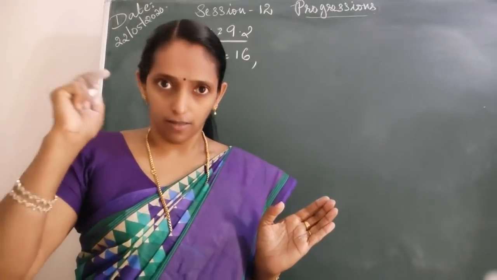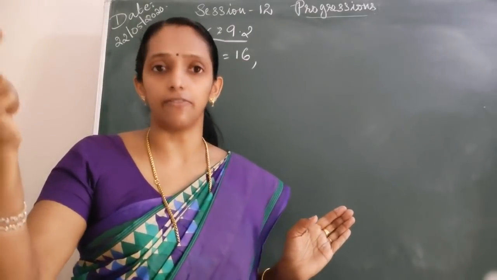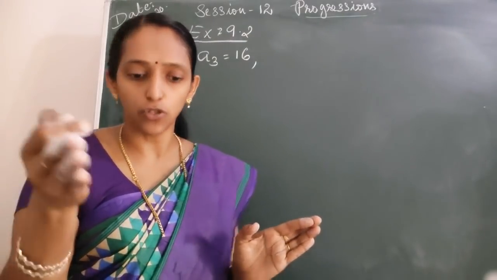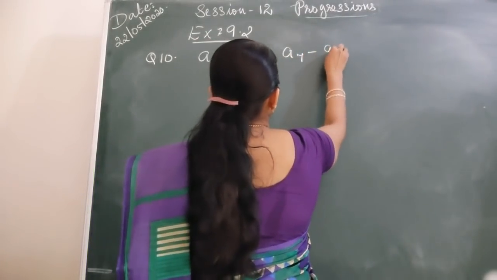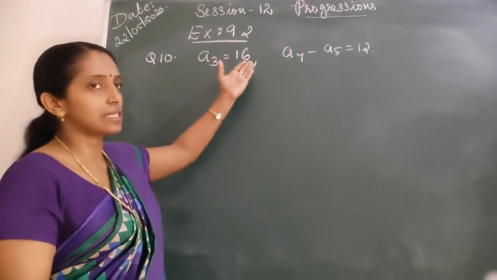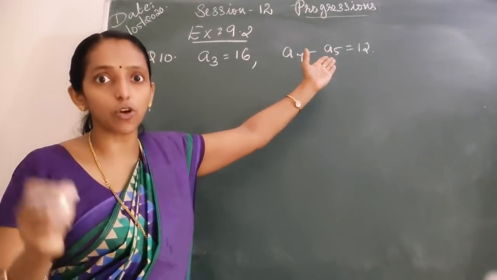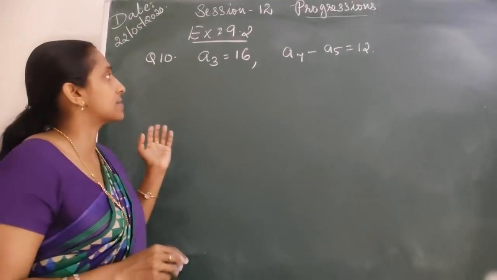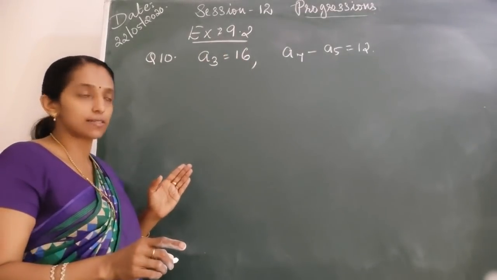Seventh term exceeds the fifth term by 12. That means from the fifth term, 12 is more for the seventh term. Or you can write A7 minus A5 will be 12. Or you are writing A7 will be equal to A5 plus 12. Fifth term plus 12 will be the seventh term. So by using these two conditions, we are going to construct the AP.